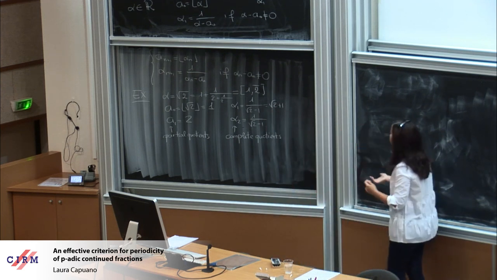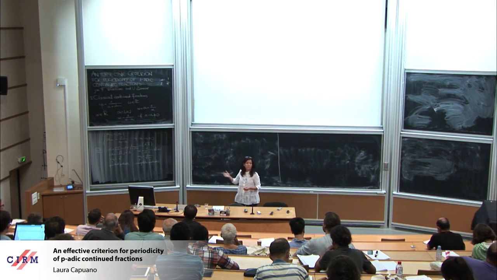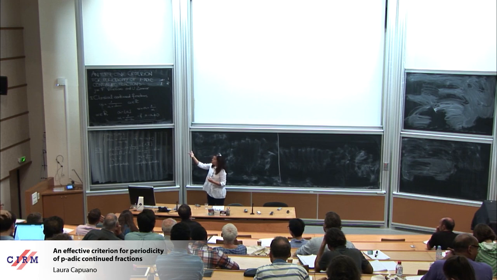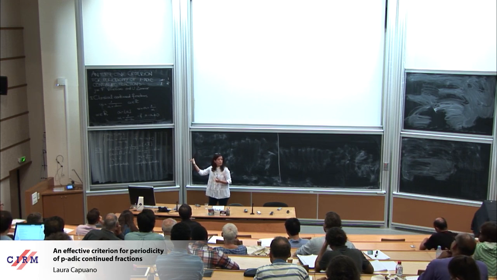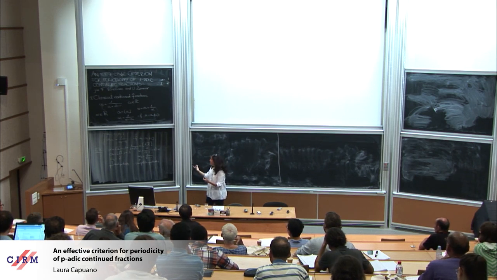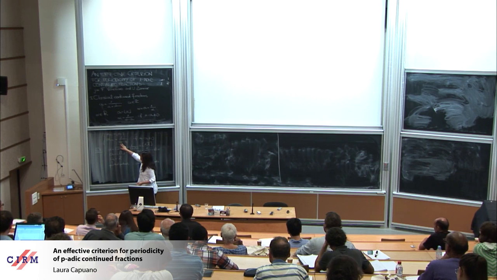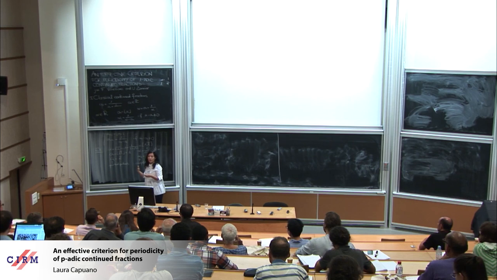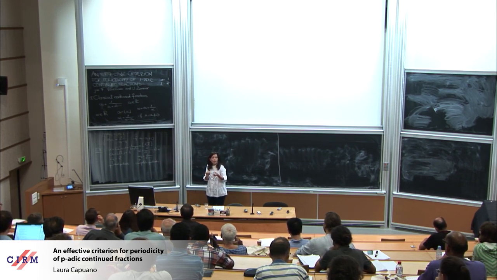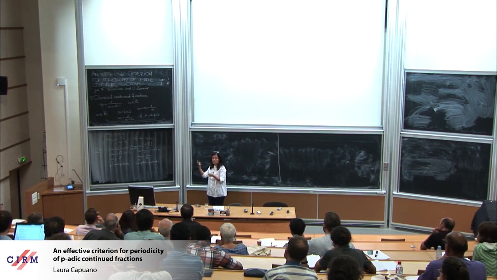Okay, so if you want now to generalize this definition to l-adics, you see that you need a good definition of the integral part. And what is the integral part in this case? It's just a number that is an integer such that alpha minus the integral part has absolute value less than 1. And you see that in the l-adic case, there is not a canonical choice for a number such that the l-adic absolute value of alpha minus the integral part is less than 1.